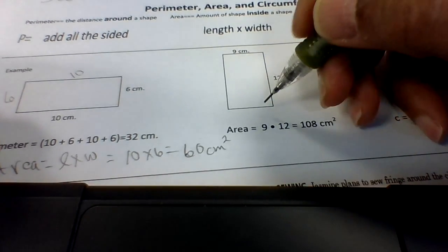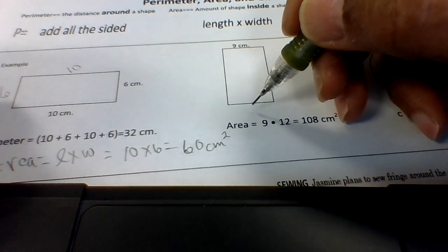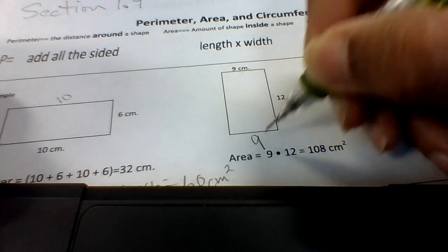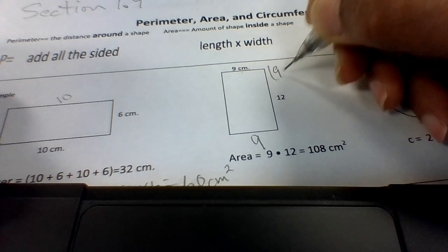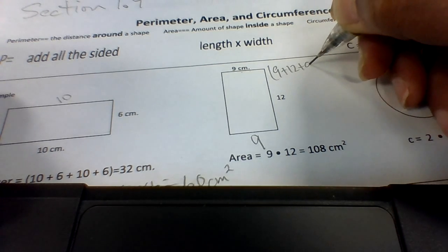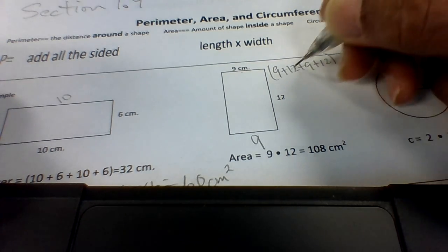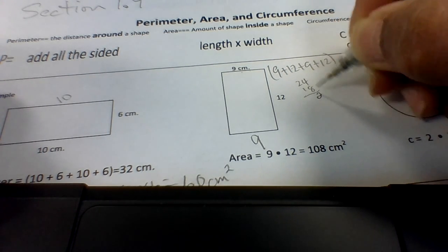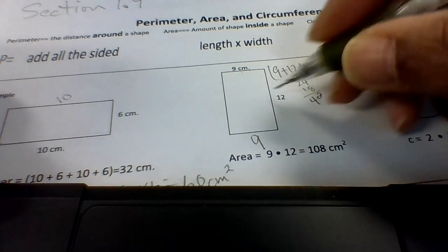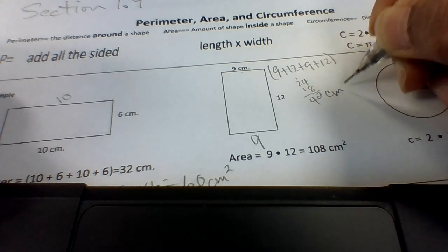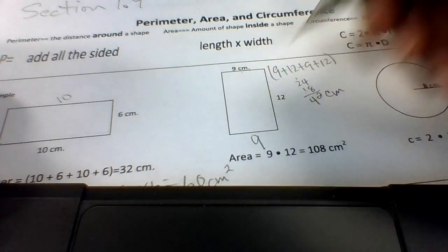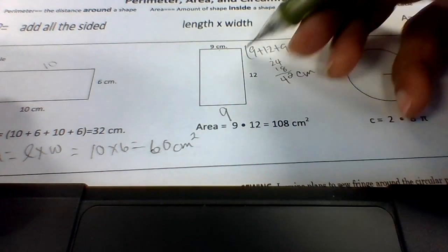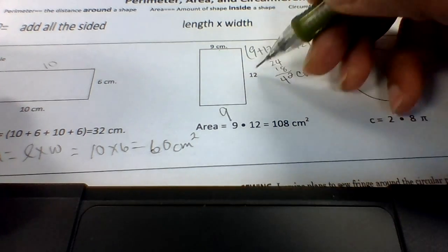In this problem, to find the perimeter, I'm going to take 9, because this was 9, plus 12, plus 9, plus 12. So 24 and 18, so 42 centimeters, just centimeters because it's one dimension. To find the area, again, you're going to take the length times the width, so 9 times 12.